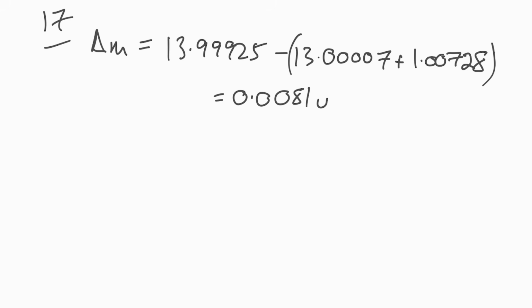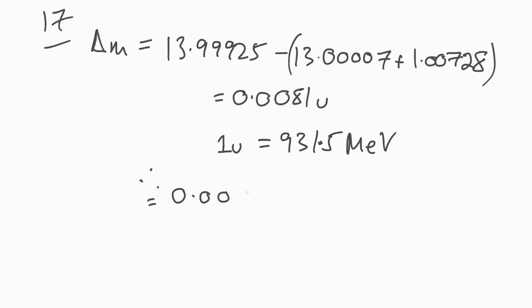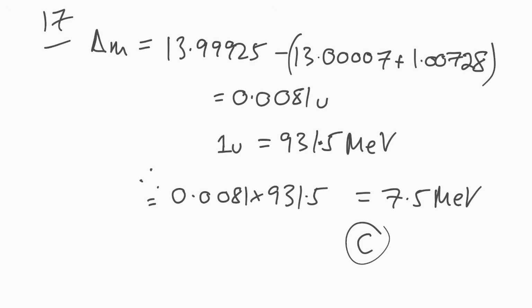0.0081 U. And looking at our formula sheet, we know that 1 U, when turned into energy, is the equivalent of 931.5 mega electron volts. Am I going crazy? I can't see it on the formula sheet. Oh, there it is. Yeah, I always miss it. It's just right at the end of the constants at the top there, tucked away below atomic mass unit. Cool. So therefore, this is equal to 0.000. So what does that give us? That gives us 7.5 mega electron volts. So it's C.